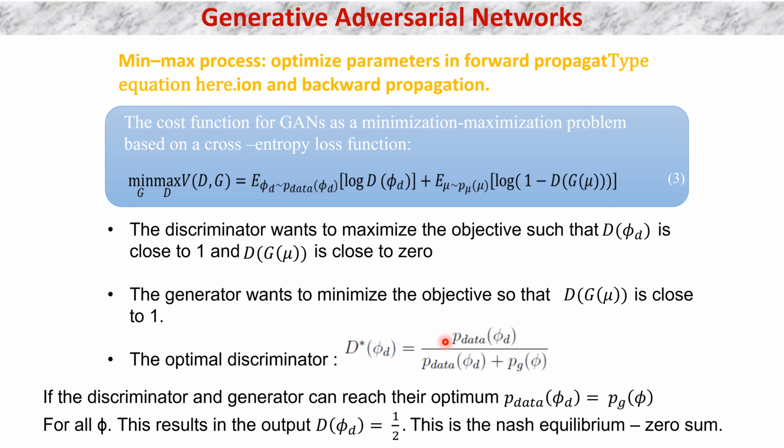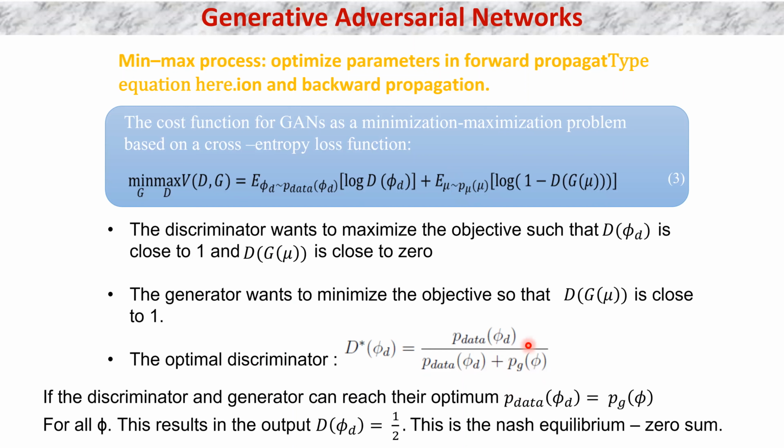I forgot to define P. P is the probability distribution of phi, the solution, for the given data. This is for the generator, and this is for the data. The phi d represents the measurement, the true results, and phi represents the results from the generator. So this is the probability of the results from the generator.